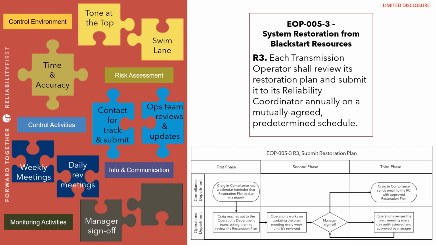And for our final monitoring activity, as we talked about in the beginning with the control activity, let's have that one contact who tracks the need to review the plan be the same person who submits the plan, everything coming full circle. For our final monitoring piece, let's have Craig in Compliance send that email to the RC, asking for acknowledgement of receipt, and use the read receipt option, just in case.